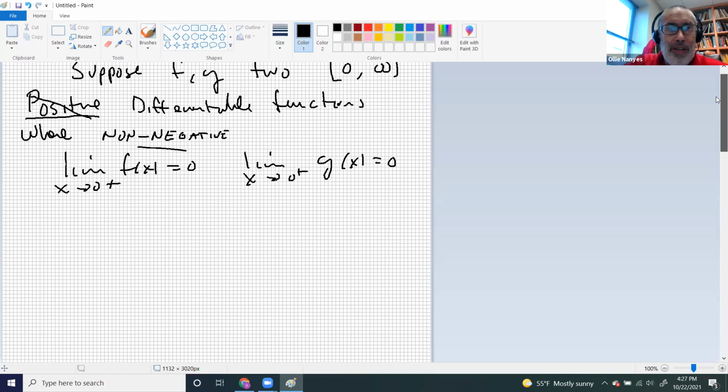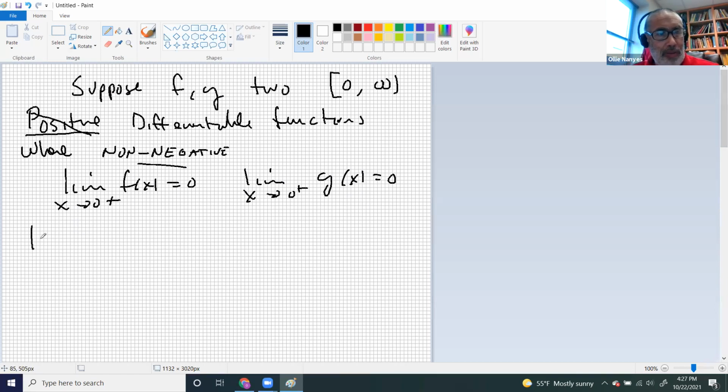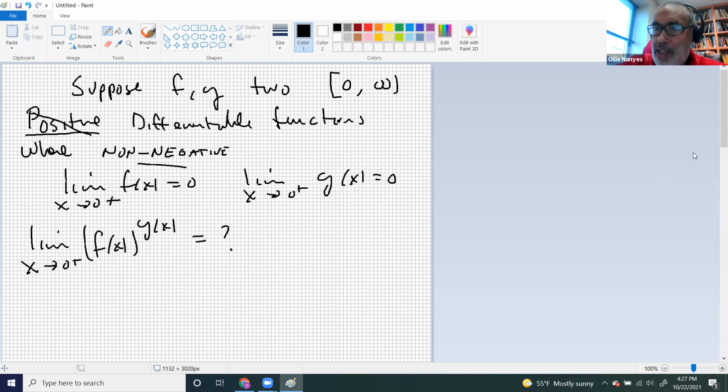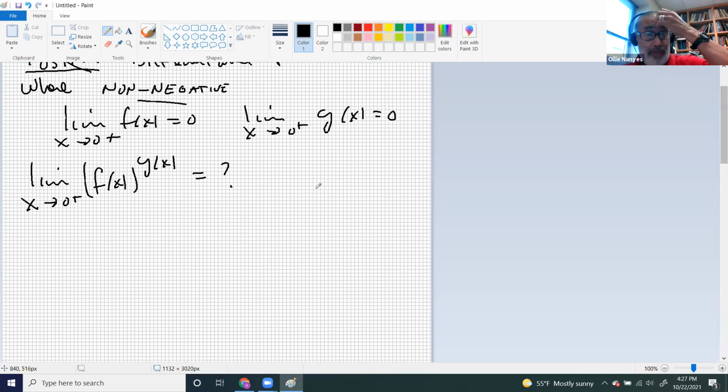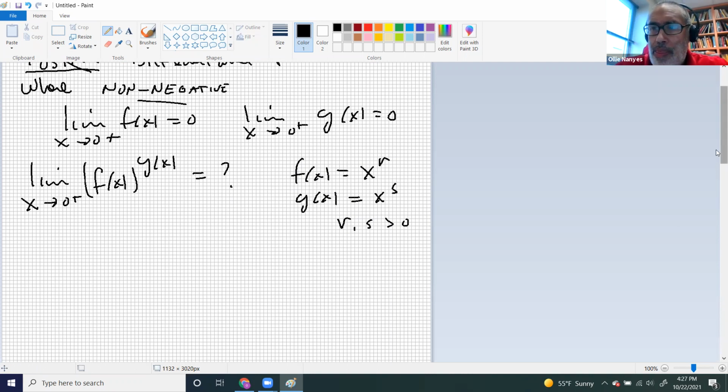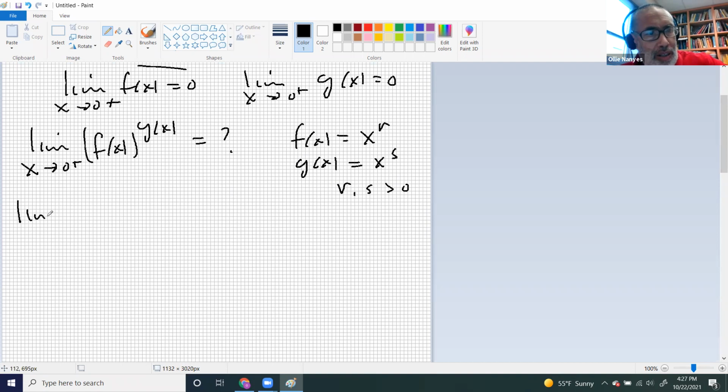Now, I want to discuss what's the limit as x approaches 0 from the right of f of x to the g of x. Now, here's the deal. If these are simple functions, I don't mean simple in a technical sense, but suppose f of x is something like x to the r and g of x is x to the s, where r and s are both positive exponents. Then if you try x to the r to the x to the s power, it's going to be what you think it is.